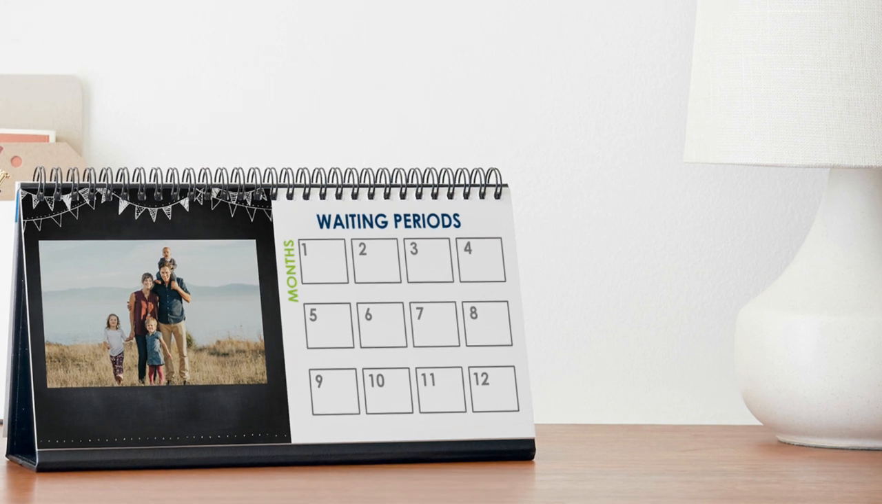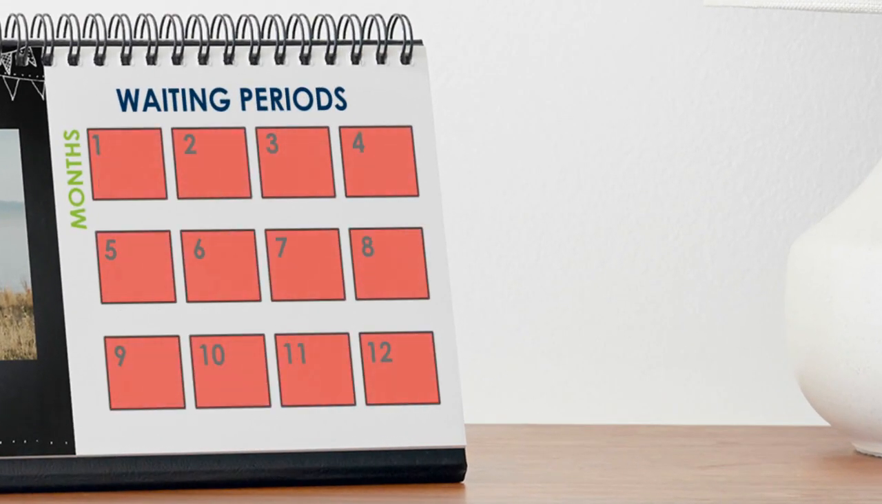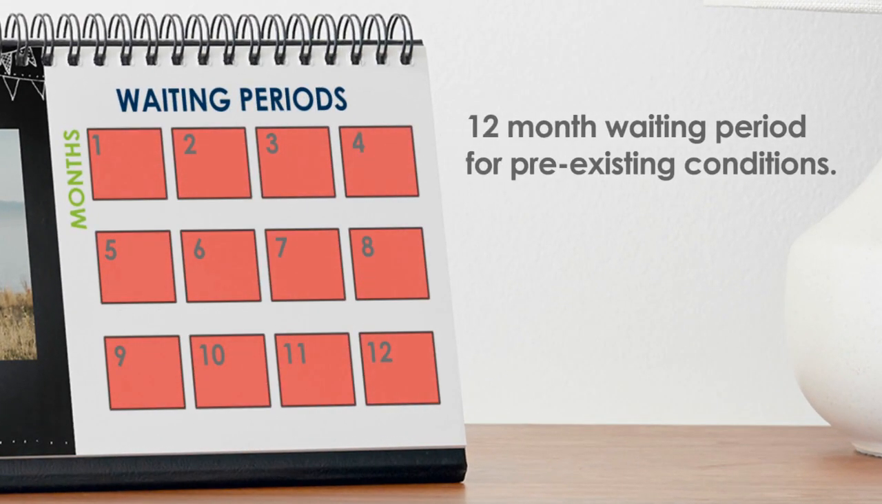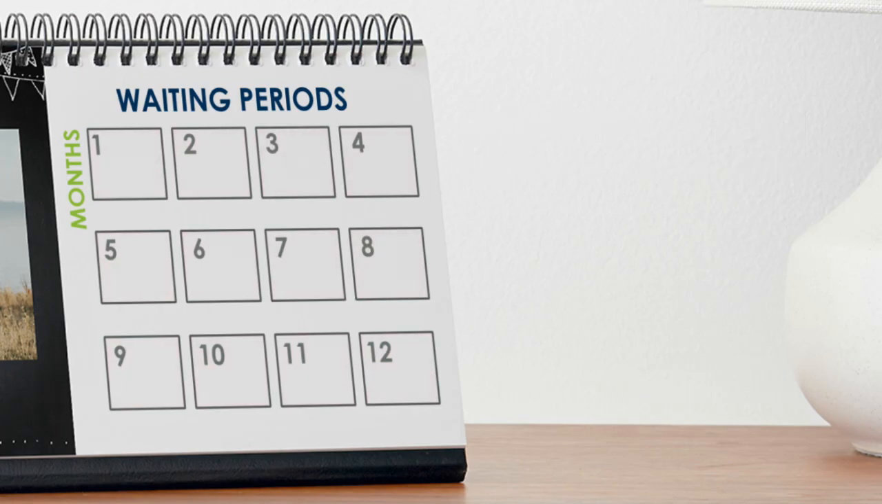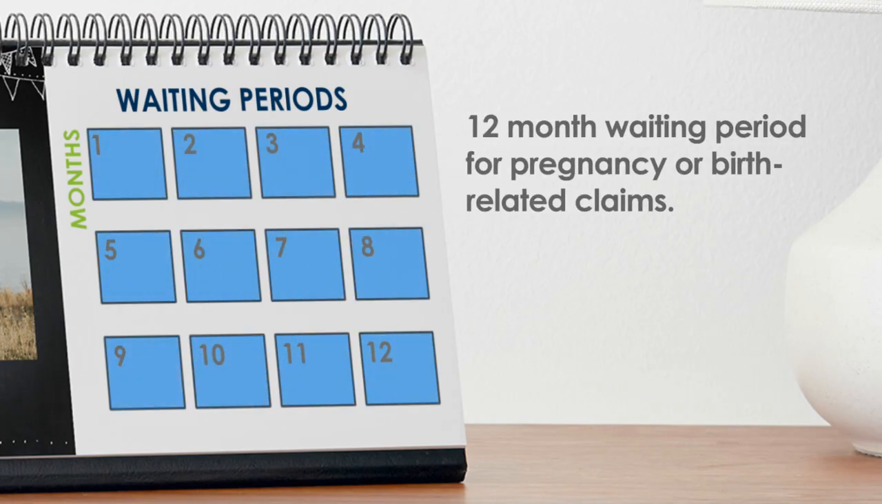Your policy is not designed to cover treatment costs for pre-existing medical conditions, so there is a 12-month waiting period for cover relating to any conditions that existed in the 12 months prior to the inception of the policy. Pregnancy and birth-related claims are regarded as pre-existing conditions in the first 12 months of cover.